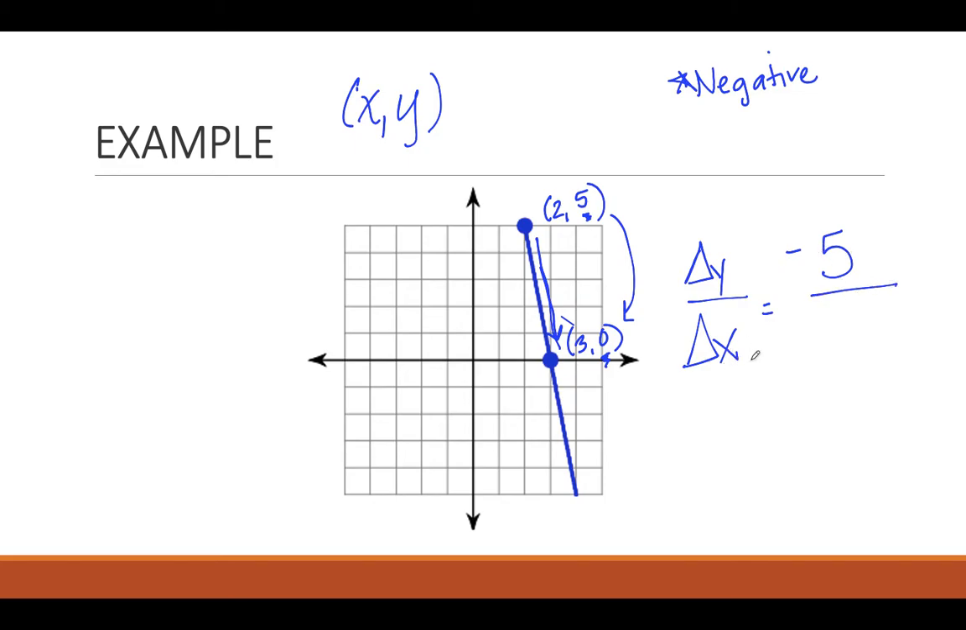Now let's look at the x coordinate. We started at a positive 2, and then we went to a positive 3. That is an increase of 1. So on the bottom, since it's increasing by 1, we're going to put a positive 1. And then there's my ratio, negative 5 over 1. And then if I can, I simplify that. You could leave it like that, or you could just simplify it to negative 5. So this graph has a slope or a decrease of negative 5 for every one x value.